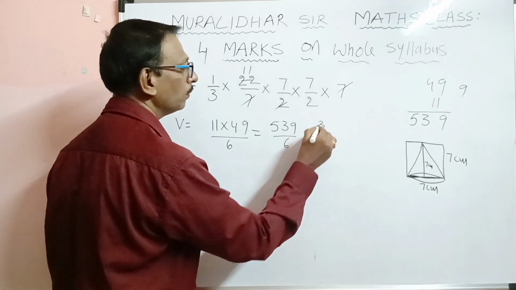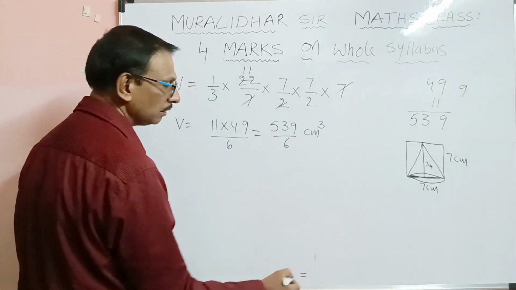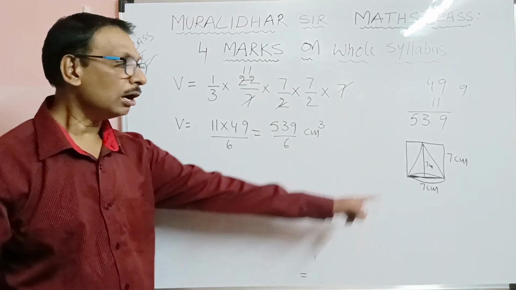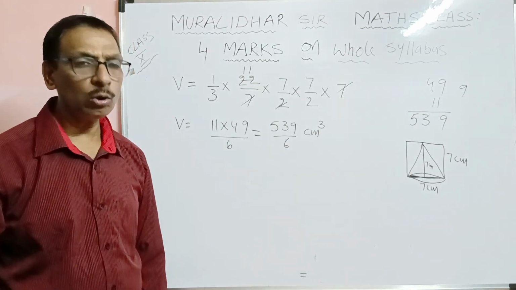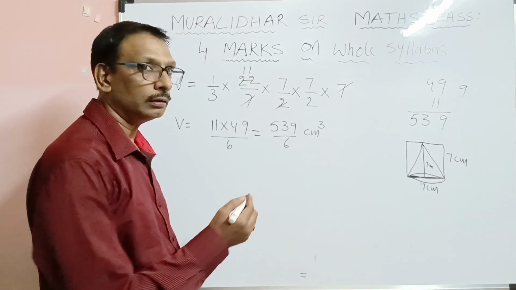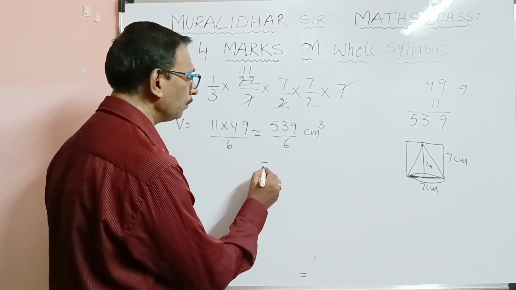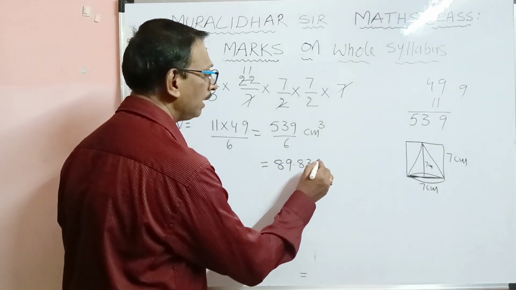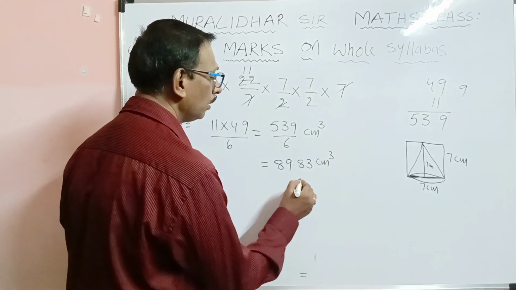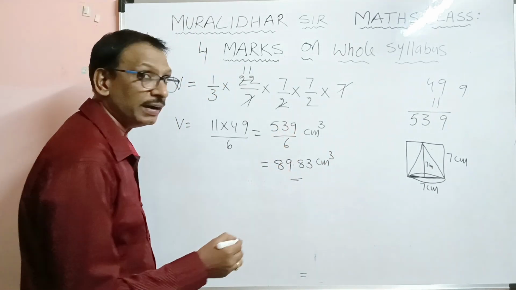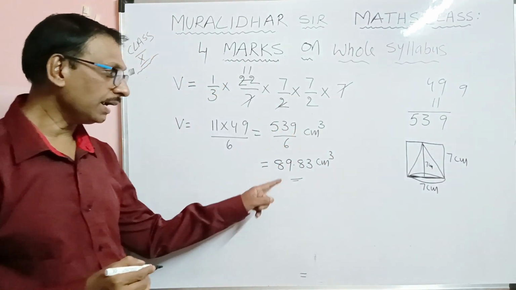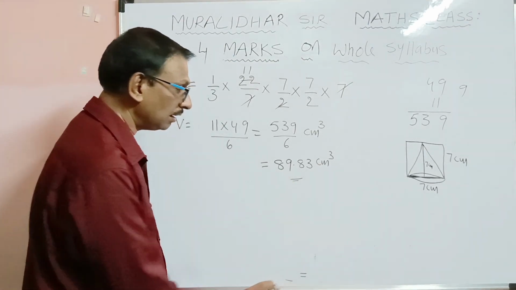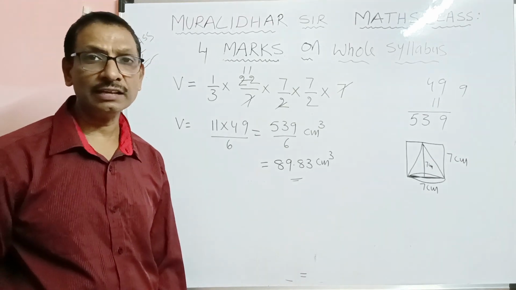centimeter cube. Now this is the volume of the given largest possible cone, that is equal to 89.83 centimeter cube. 539 divided by 6, you get 89.83 centimeters cube. Now this is the volume of the right circular cone.